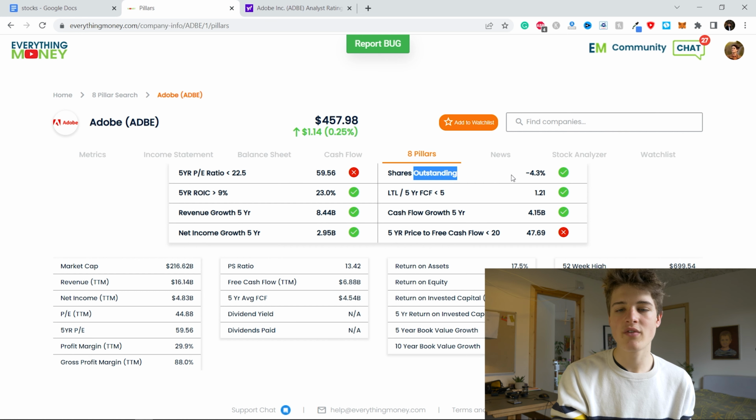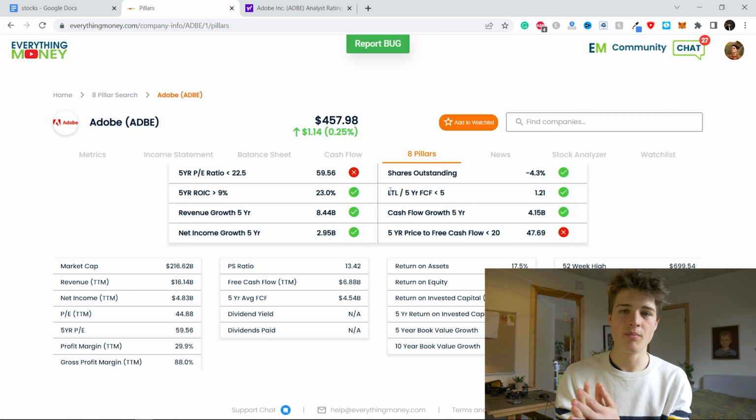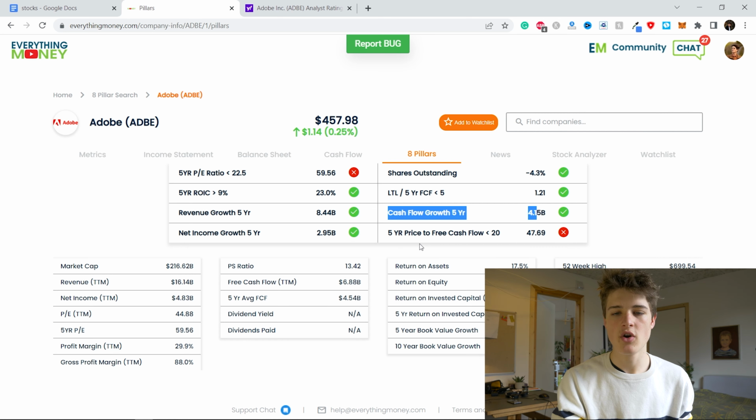They have decreased the amount of outstanding shares by 4% over the past 5 years. They are in a good financial position because their long-term liabilities divided by their 5-year free cash flow is 1.2, and we want that less than 5. So they have a lot of cash flow output, and if you compare that to their level of debt, that is very, very sustainable. Their cash flow has been growing massively over the past 5 years.